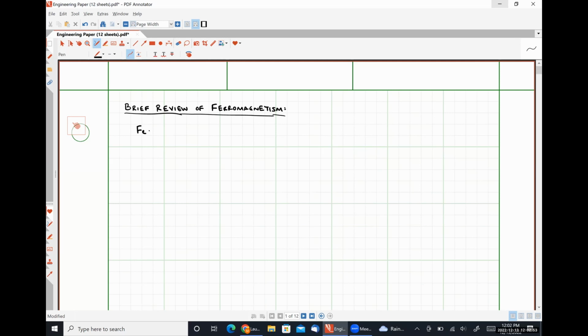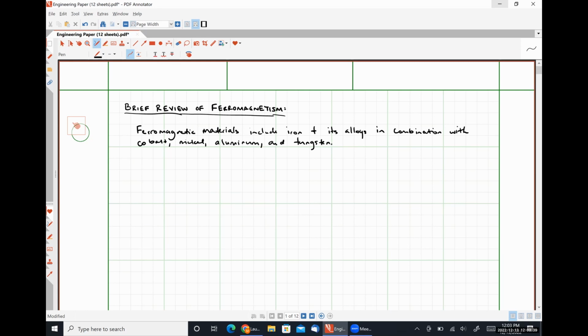So ferromagnetic materials include iron and its alloys in combination with cobalt, nickel, aluminum, and tungsten. They are characterized by their high relative permeabilities.